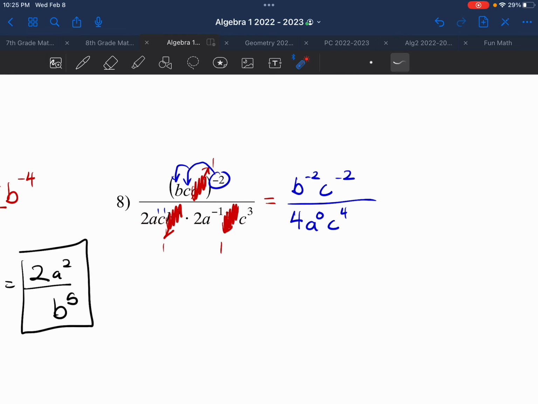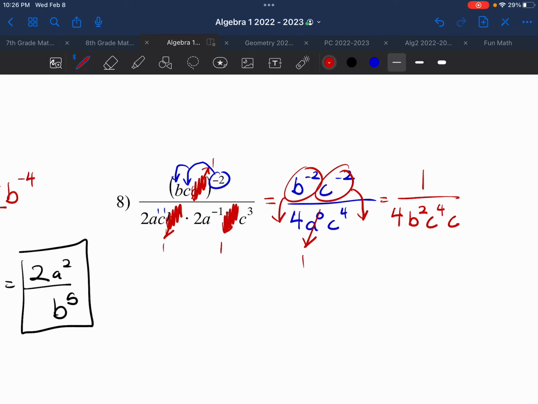All right, so from here, again, that a to the power of 0 is going to go to 1, and it's the equivalent of scratching that out. And let's just go ahead and move all the things with negative powers. That had a negative power, bring it to the bottom. That had a negative power, bring it to the bottom. Nothing is left on the top, so I have a 1 left in the top. In the denominator, I have a lot of stuff. I have a 4, I have a b squared. I had an original c to the power of 4, and I brought down a c that was -2 and became a +2.